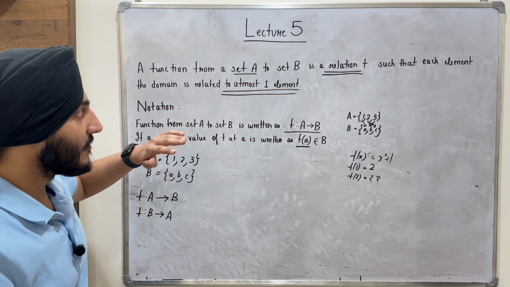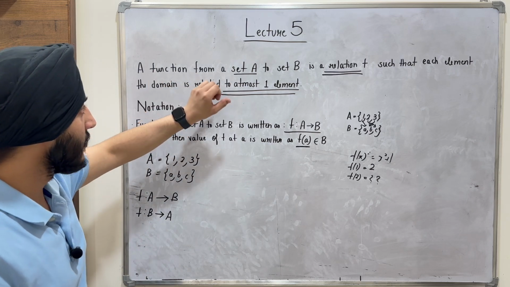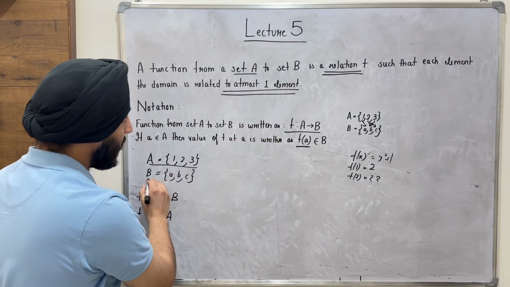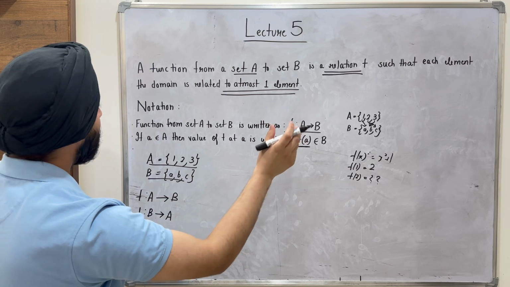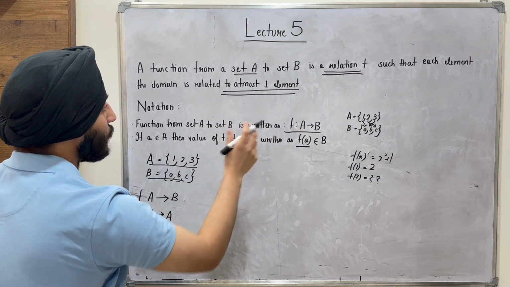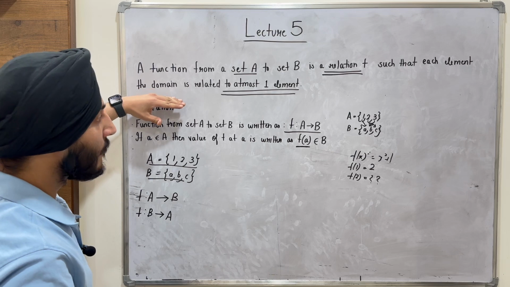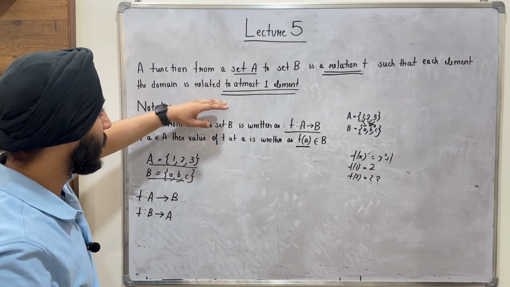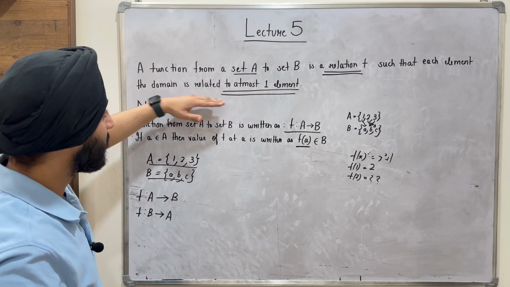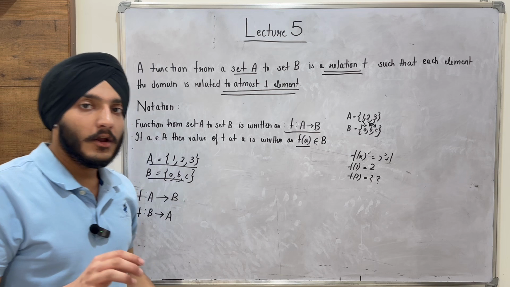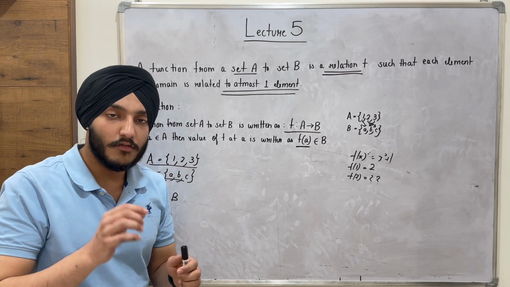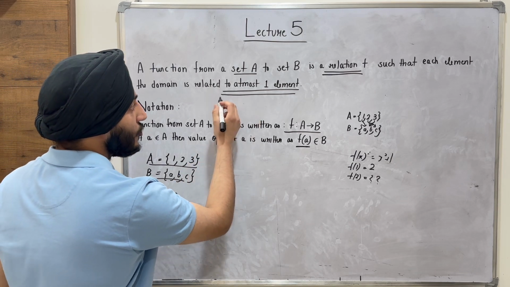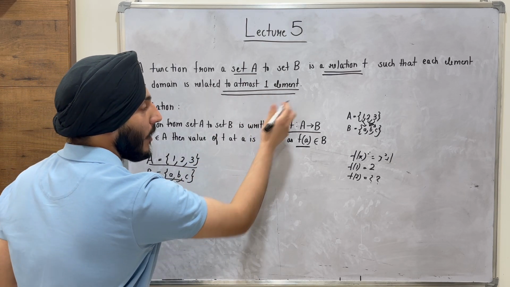So let's try to understand the definition once again. A function from a set A to a set B is a relation such that each element in the domain is related to at most one element. Now, this word domain over here, I'll give this definition in just a few minutes. But for now, let's try to understand this statement. The domain is related to at most one element. The very important thing to understand about functions in discrete math is that each element from the set A should be related to at most one element.